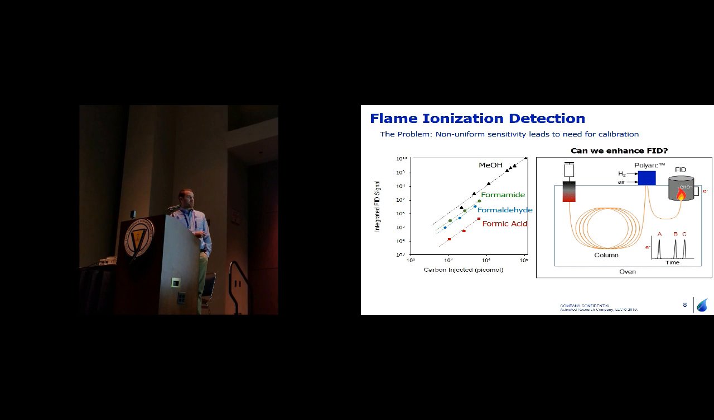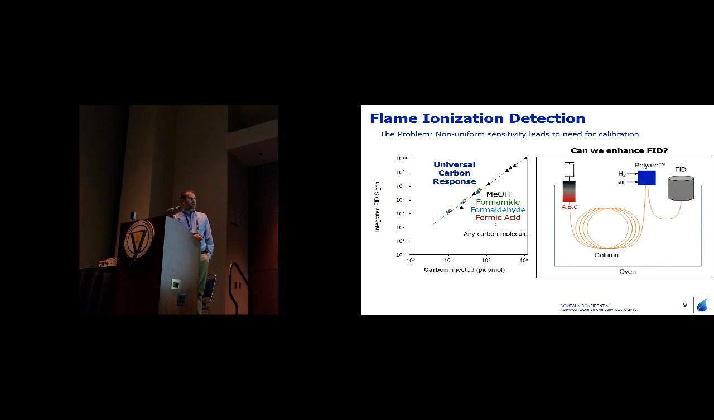So as you can see, the flame ionization detector, which typically has order of magnitude different response for different carbon atoms, when we put our reactor in there, we're able to get an equimolar response for all species that we put into the detector. That means one calibration curve right here, a universal carbon response for all carbon molecules.